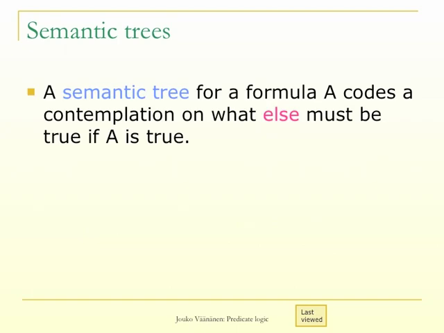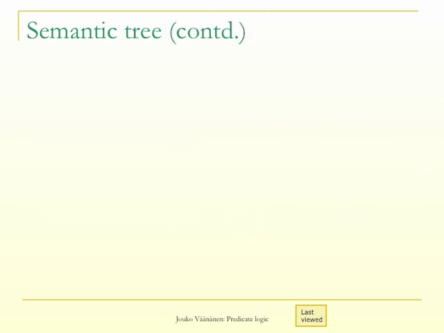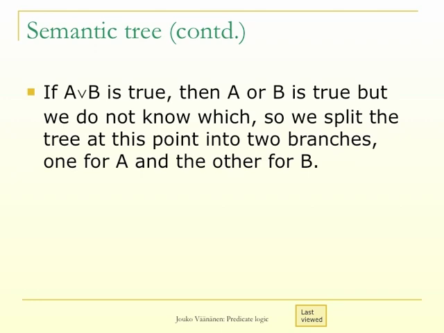A semantic tree for a formula A codes a contemplation on what else must be true if A is true. For example, if A conjunction B is true, then A and B must be true. So we write them underneath. Respectively, if A or B is true, then A or B is true, but we do not know which, so we split the tree at this point into two branches, one for A and the other for B.